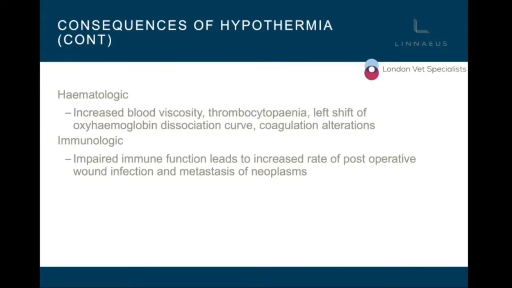In the blood, hypothermia may increase blood viscosity, so the blood is thicker. The heart is having to work harder to pump that thicker blood around, and the heart is already, again, may not be in its best shape. It may cause coagulation defects, so increased risk of surgical bleeding. And from an immunological point of view, the immune system is impaired, and that may increase the risk of post-operative wound infections. And there is even some evidence that hypothermia may increase the rate of metastasis of neoplastic diseases.